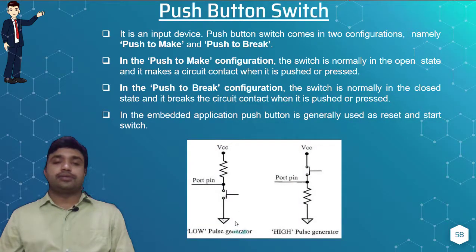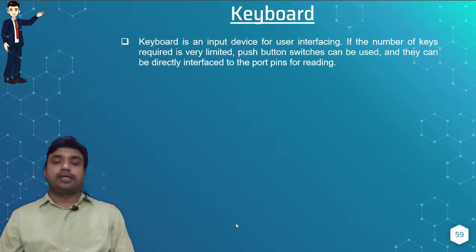Next is keyboard. A keyboard is an input device for user interfaces. If the number of keys required is very limited, push button switches can be used, and they can be directly interfaced to the port pins for reading. So instead of making use of a keyboard, we can make use of push buttons when the number of keys required for the operation is less.